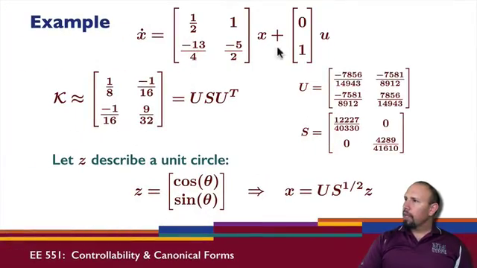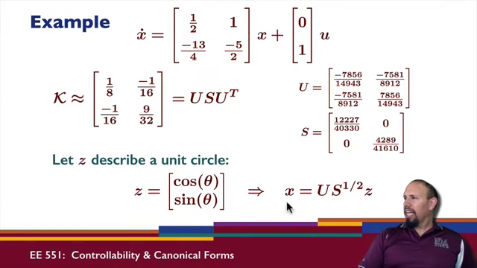Here's a system. It has this controllability Gramian, which I can get the singular value decomposition of. Now I'm going to define z related to x this way, so x and z are related this way. This is what I was talking about earlier. The reason I do this is because I want to be able to specify z.